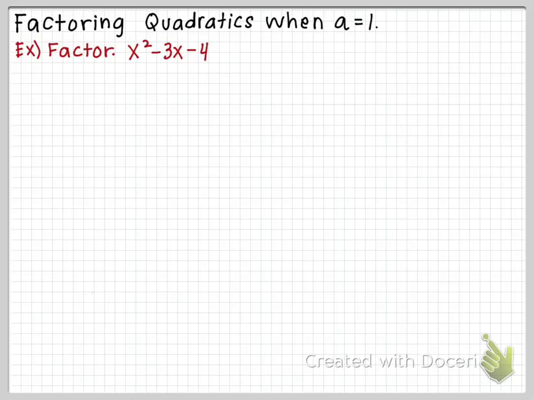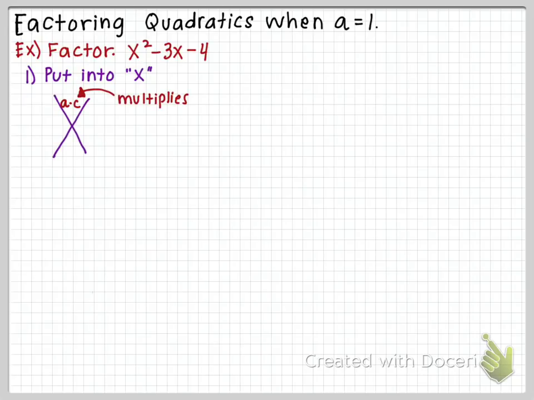So in this case, what if we had x squared minus 3x minus 4? The first step we're going to do is put our numbers, our coefficients, into an x. So you might have seen this before. This is x factoring. So it multiplies to a times c, and it adds to b. So what is a, b, and c here?